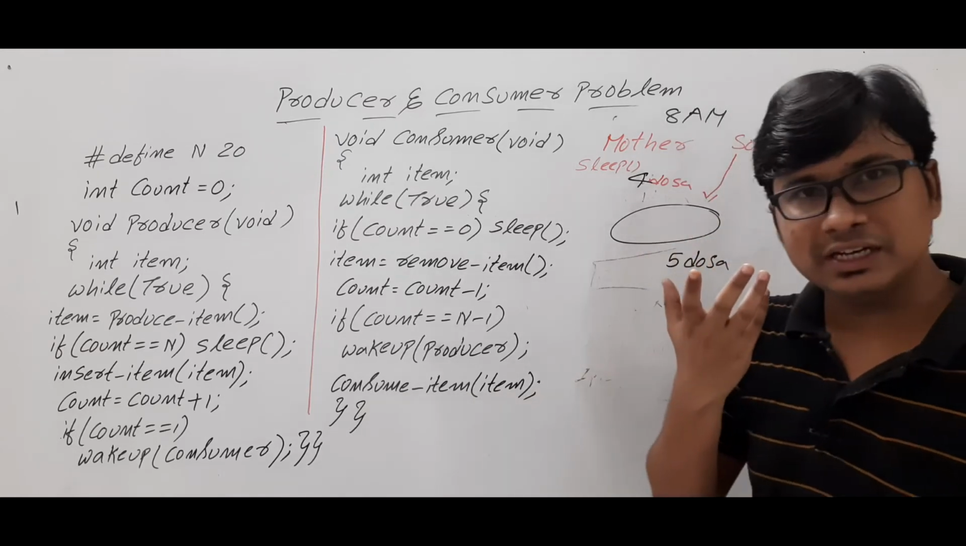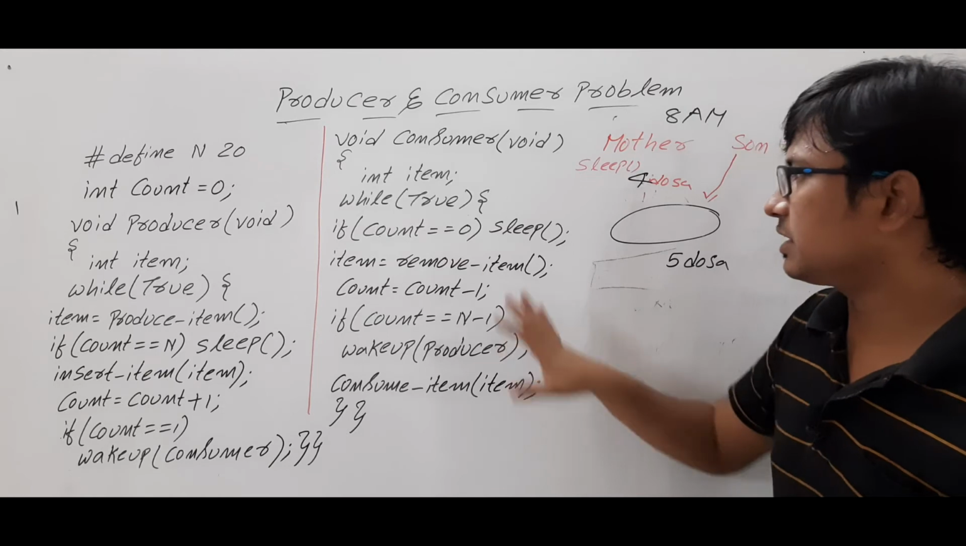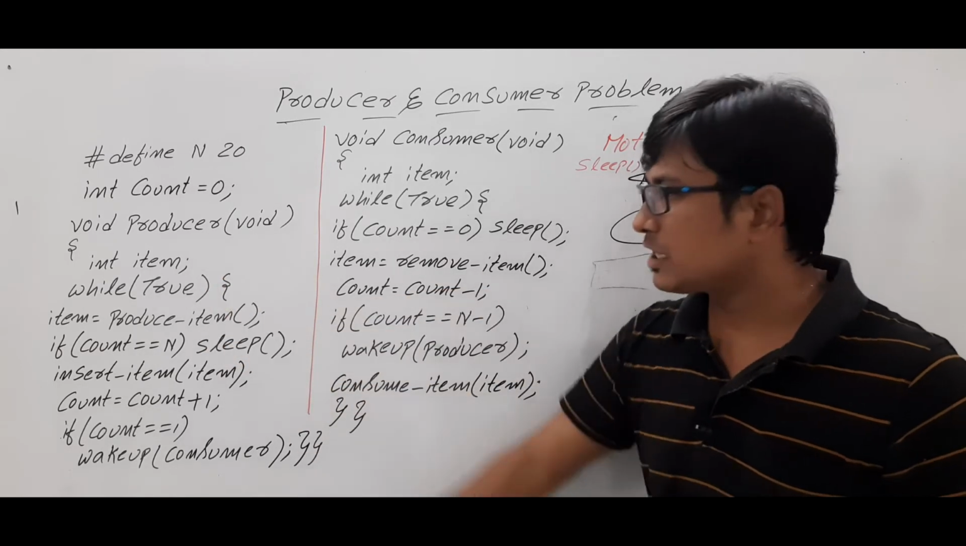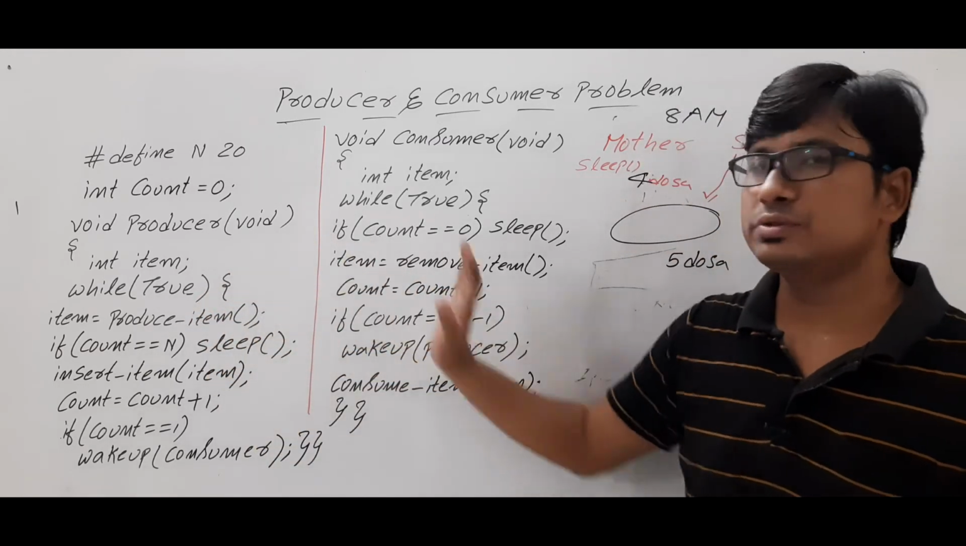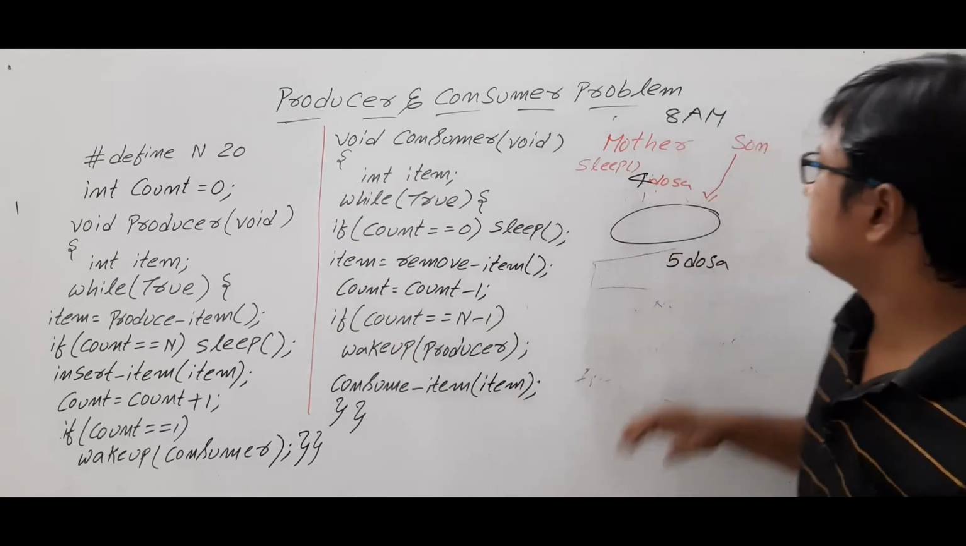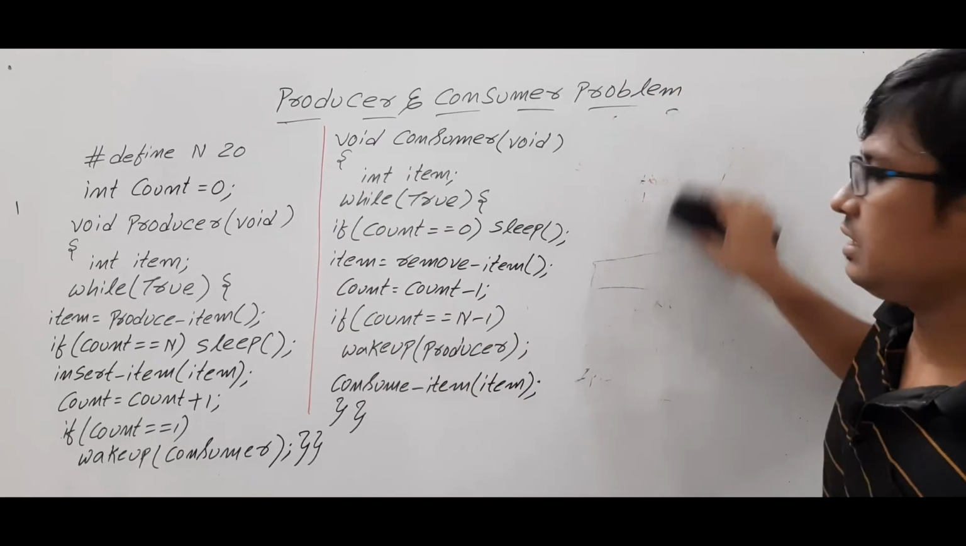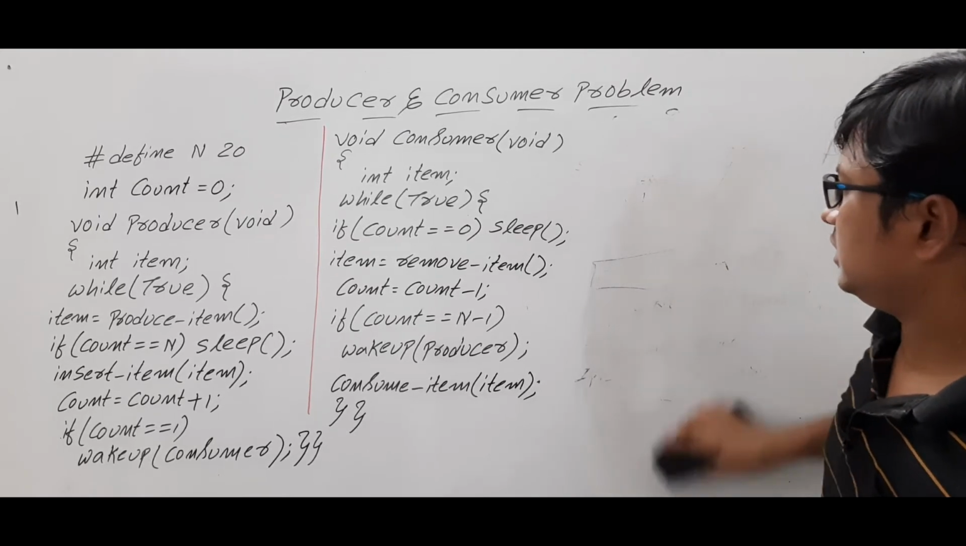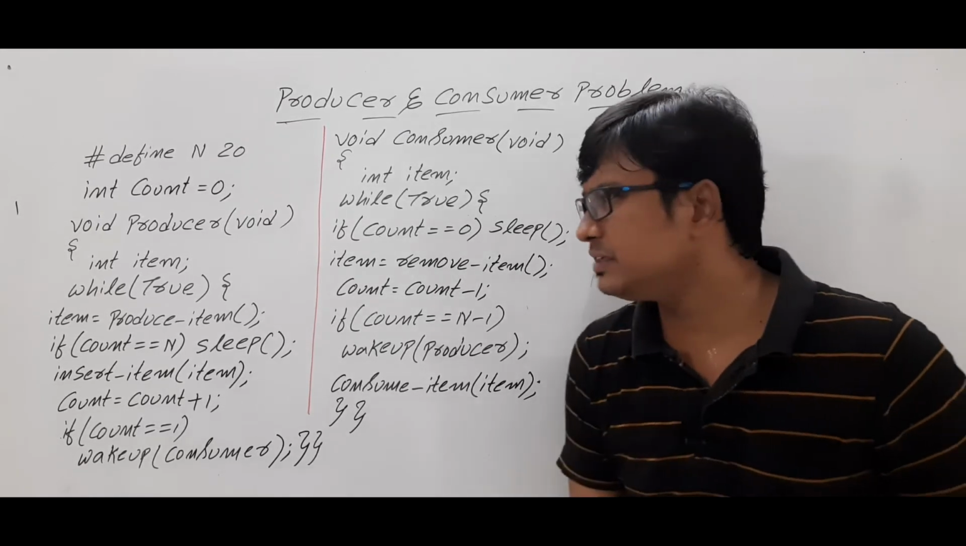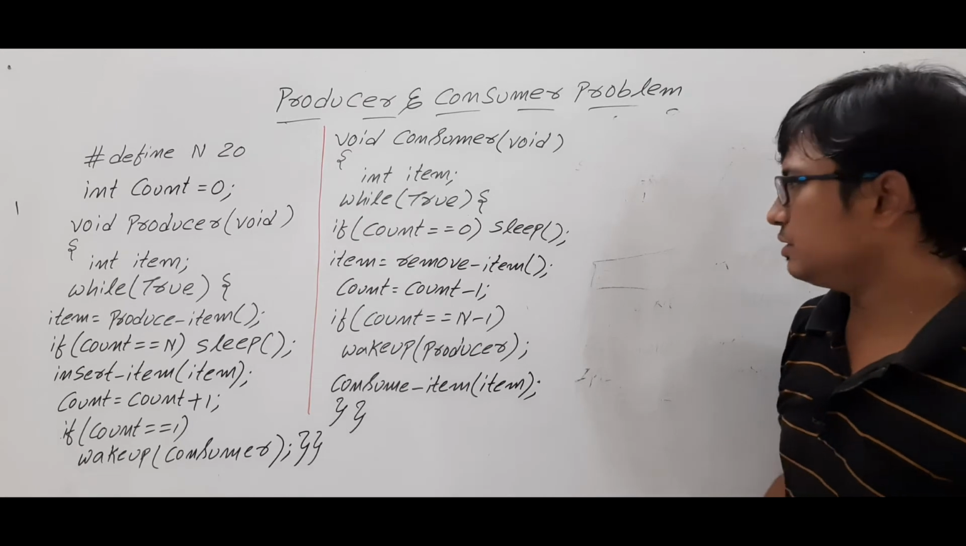Obviously you will eat the dosa. Am I right or wrong? Is it clear? So this is what is actually happening in the producer and consumer. Now let me discuss the issue in the producer and consumer problem. I hope you have got the thing. Now let me discuss what the issue is in this one.